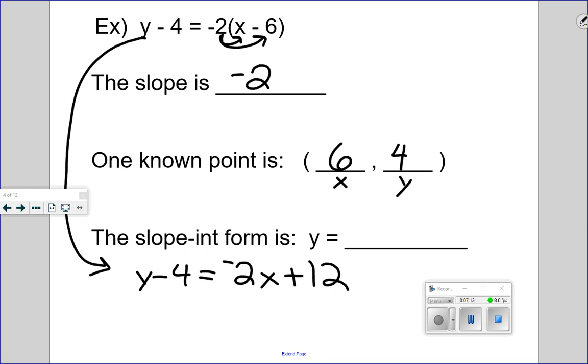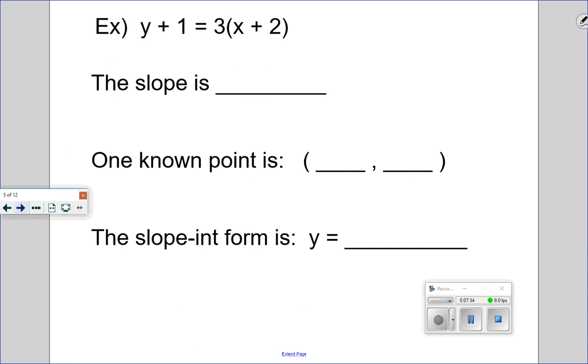Now to isolate y, to put it in slope-intercept form, that's our goal. We want to get y by itself. We're going to add 4 to both sides. Then we get y equals negative 2x plus 16. So that's the slope-intercept form if you did need to write it in slope-intercept form. Let's try that with another one. So take a pause here, look at the equation in point slope form, and see if you can identify the slope, one point on the line that's given in that formula, and rearrange it so that it's in slope-intercept form. So pause for a second and do that.